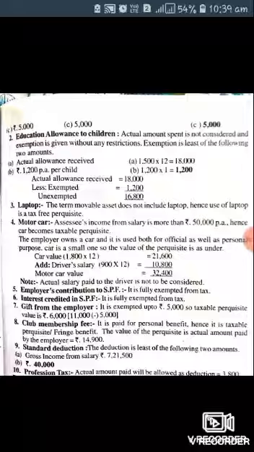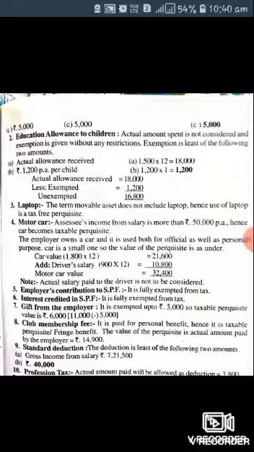The exemption is the lesser of the following two amounts: actual allowance received is 1,500 per month into 12, that is 18,000, and 1,200 per annum per child. So after exemption, 16,800 is chargeable. And laptop: the term movable assets does not include laptop, hence use of laptop is a tax-free perquisite. And motor car: the assessee's income from salary is more than 50,000, so no exemption is given for the motor car. It is a taxable perquisite.